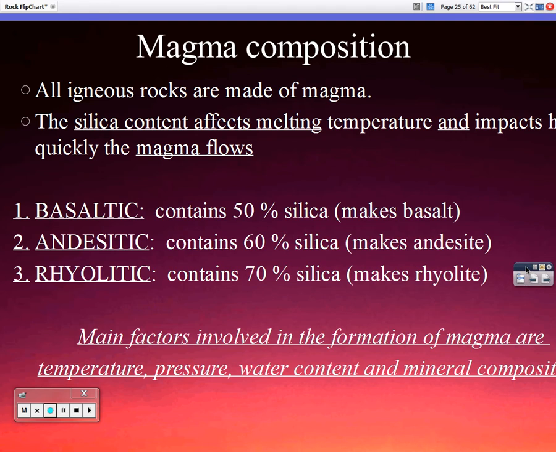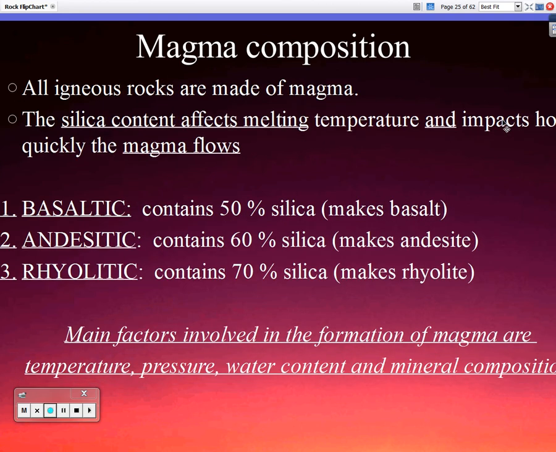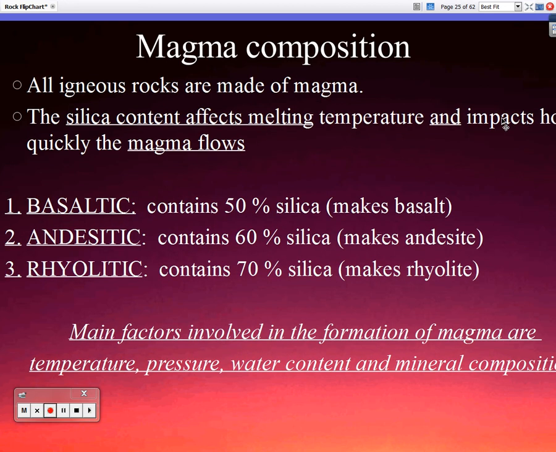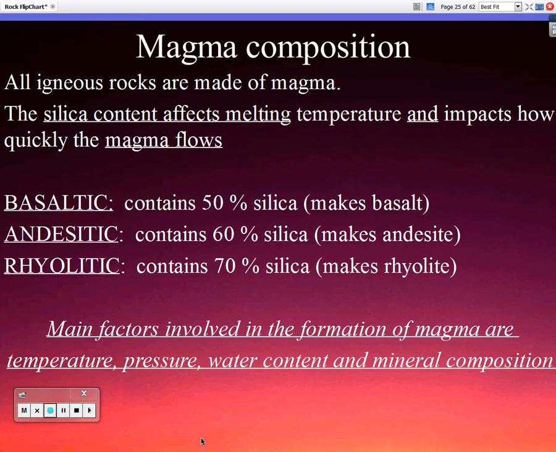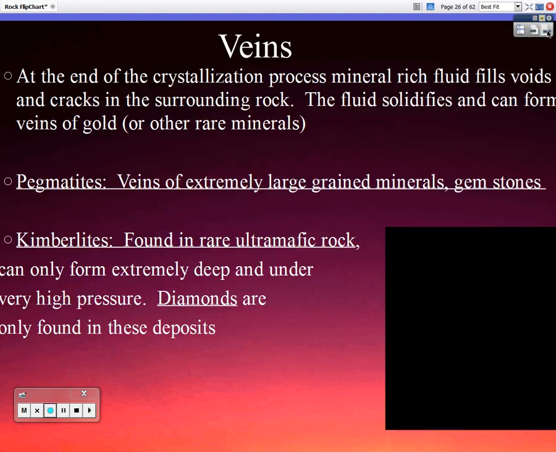Magma composition. Just copy what's underlined again. Okay, all igneous rocks are made of magma. The silica content affects the melting temperature and it impacts how quickly the magma flows. There's 3 types of magma. There's basaltic, andesitic, and rhyolitic. You just need to know the names. You don't need to know the silica content. Basaltic makes basalt. Andesitic forms andesite, and rhyolitic forms rhyolite. The main factors involved in the formation of magma are temperature, pressure, water content, and mineral composition. I'll show you that in class.